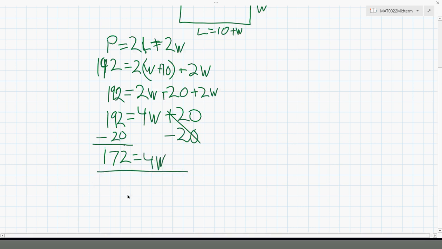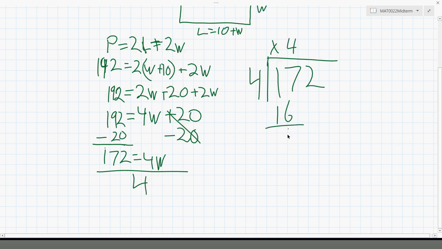Divide both sides by 4, right? So 172 divided by 4. How many times does 4 go into 1? Doesn't. How many times does 4 go into 17? 4. So we're going to have 16 here. Bring the 1 down, bring a 2 down. 12. How many times does 4 go into 12? 3. Okay, cool. 43 equals W, right?